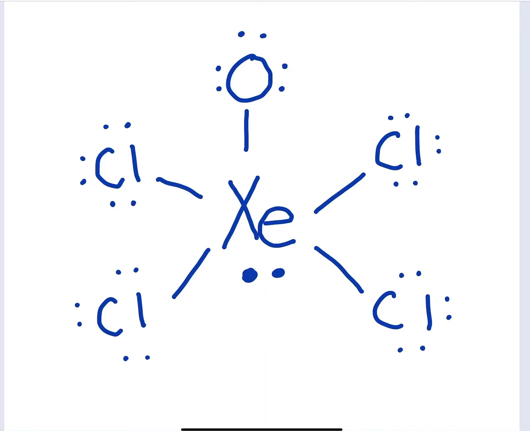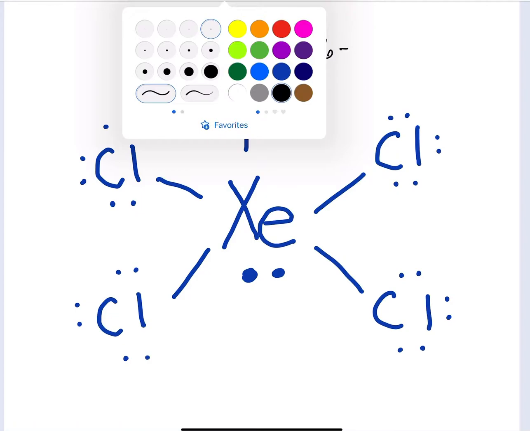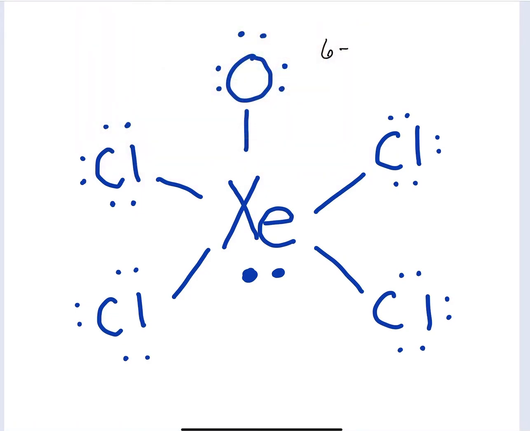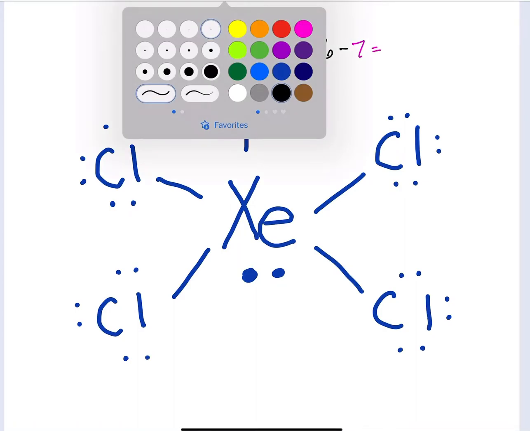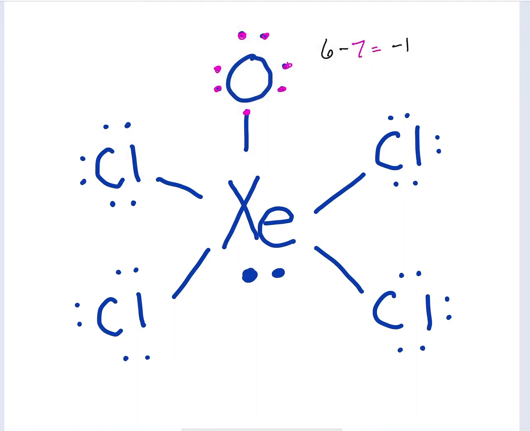So the formal charge on this oxygen, it has 6. That's where it is on the periodic chart, that 6 tall column over. And what's actually attached to it is we've got 1, 2, 3, 4, 5, 6, 7. So 6 minus 7 gives us our -1 there.